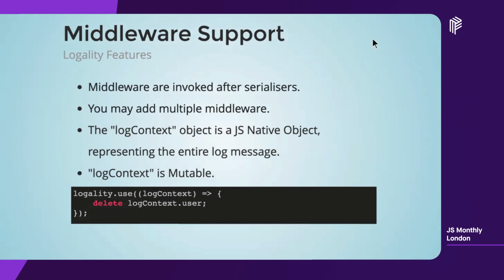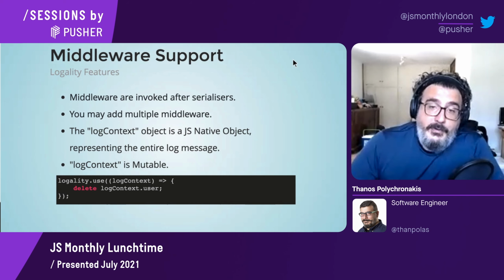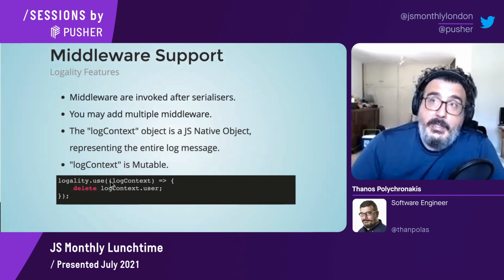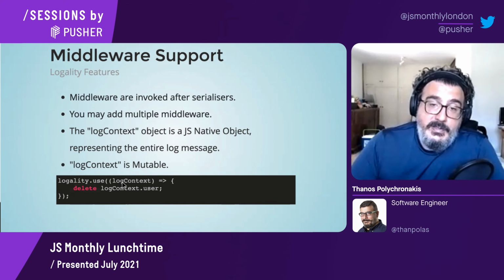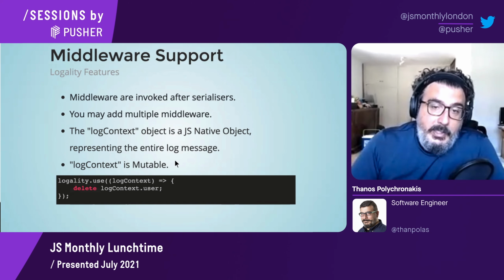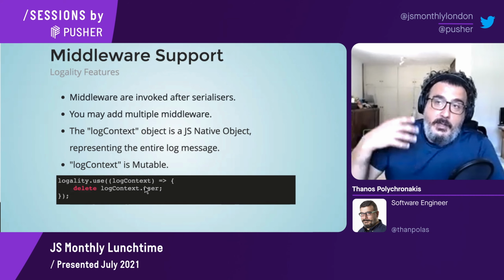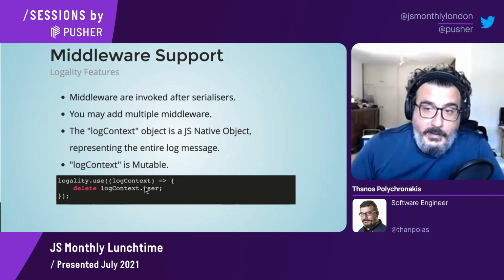Now let's look into middleware. As I've said before, middleware are a very powerful feature of Logality. It allows you to interject business logic in the logging lifecycle. The usage is pretty straightforward. You have a use function and then your callback. The callback receives one argument, which is the log context. And the log context is the entire log message represented in a native JS object, which is mutable. So you can delete certain fields, you can change them, shift them, you can do whatever you want, basically, with the log message before it goes downstream to the output functions.